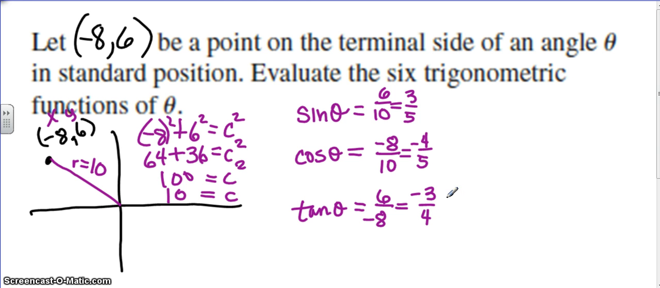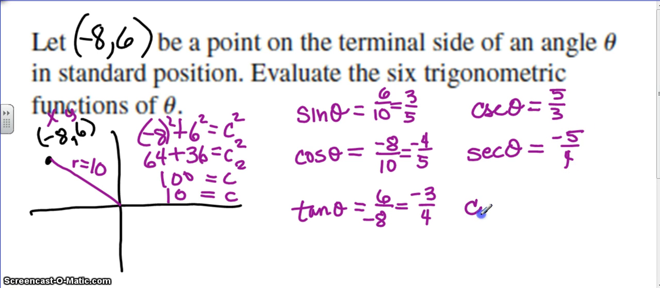I also want you to notice with the tangent of theta, when you do y over x, that's also the slope of this segment right here. So tangent is slope. Then I can do my reciprocal functions. The cosecant of theta is the reciprocal of sine. The secant of theta is the reciprocal of cosine. And the cotangent of theta is the reciprocal of the tangent. Be careful of your positives and negatives.